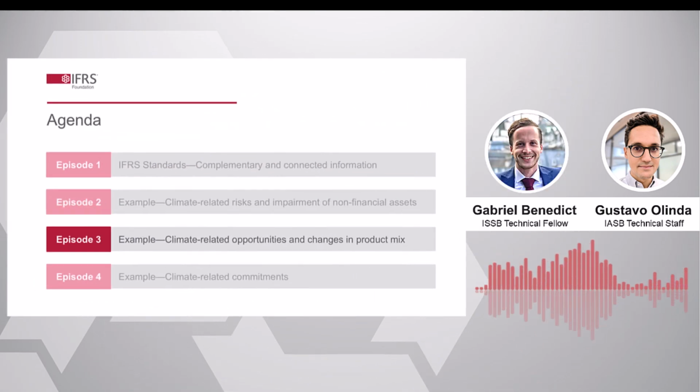This is episode 3 of our webcast series. As explained in our first episode, in episodes 2 to 4, we will walk you through a series of examples where we look at the reporting outcomes of applying both sets of our standards together. We have prepared these examples to illustrate how applying IFRS standards together as a package results in connected and complementary reported information. Our examples for this series are focused on climate. As shown on this slide, the examples cover 3 topics: climate-related risks and impairment of non-financial assets, climate-related opportunities and changes in product mix, and climate-related commitments. In this episode, we will cover our second example, which is about climate-related opportunities and changes in product mix.